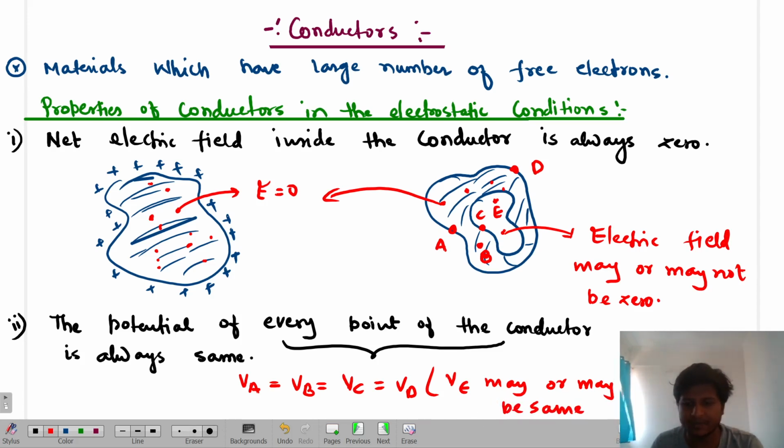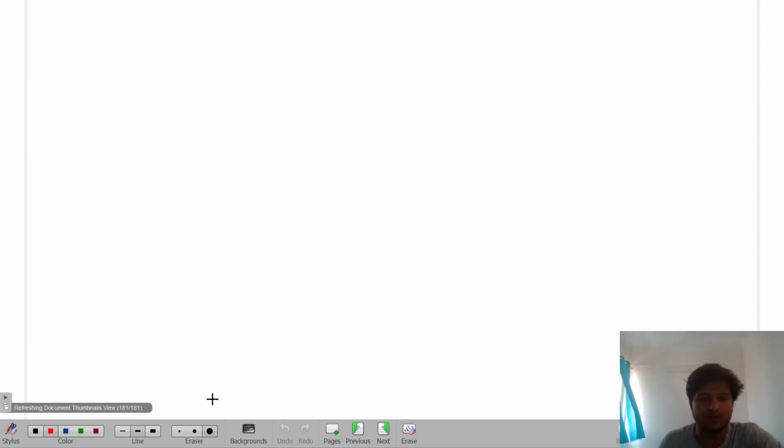So it depends. It does not say that it cannot be the same. Is that clear? Okay. Can we move to the next point? Let us move on to the next point.